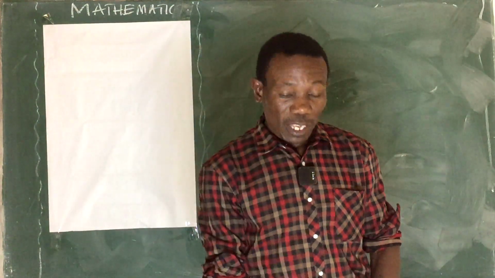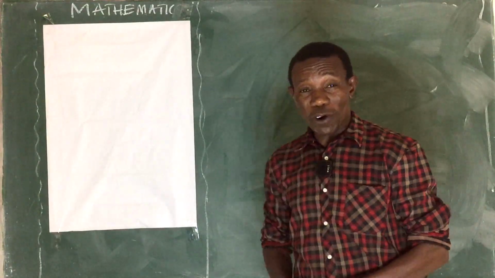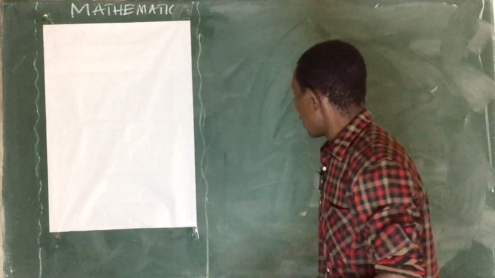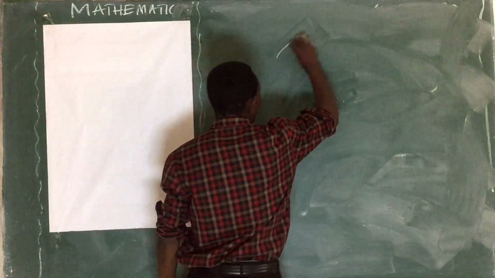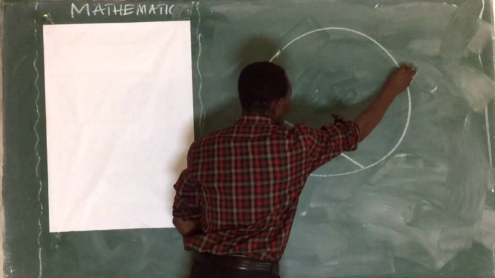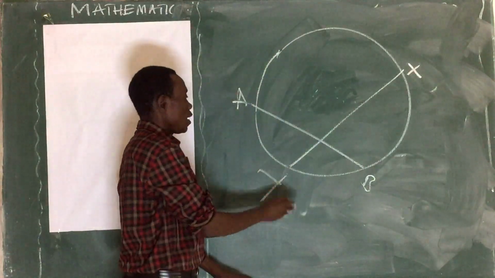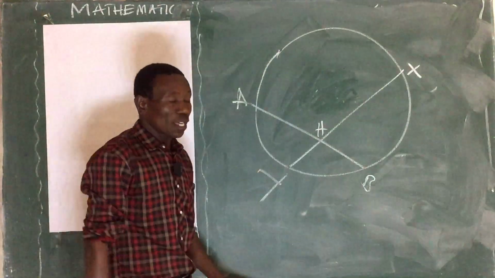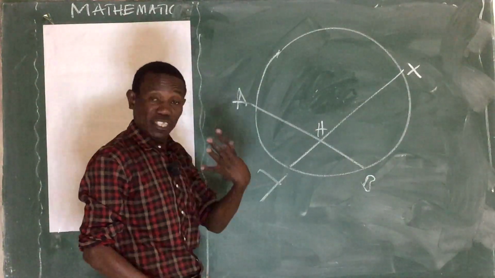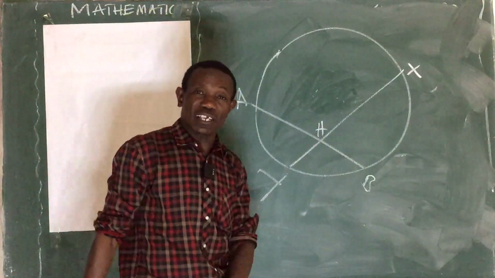Hello students, we are back to the discussions in this video. Remember, what we're discussing so far is about intersecting chords. We have so far discussed the chords which intersect inside the circle, like this: chord AB intersecting with XY at point H. This time around we should be able to give the relationship that exists amongst the parts of the chords, as much as the two chords are intersecting inside the circle.